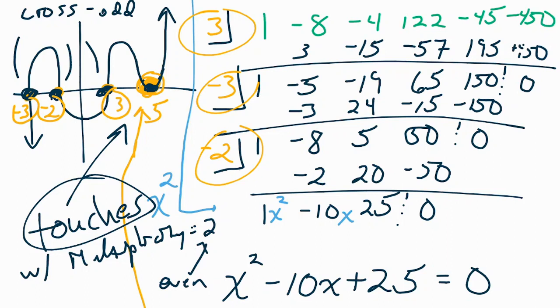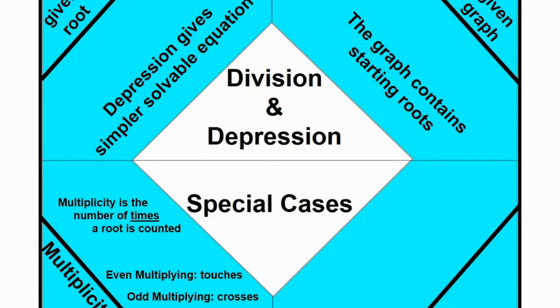Let's make a multiplicity conclusion. Even multiplicity, the number was counted 2 times. It's going to just touch the x-axis. But odd multiplicity, the number was counted 1 time. It's going to cross the x-axis. Now, could we have higher multiplicities, like a multiplicity of 3, 4, 5? We could. The most common multiplicities are some of the lower numbers, like a multiplicity of 1 or 2. So, that's our first special case.